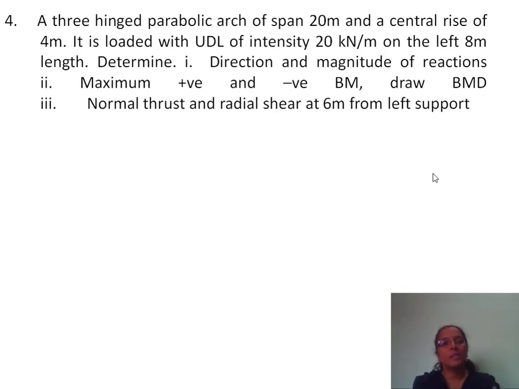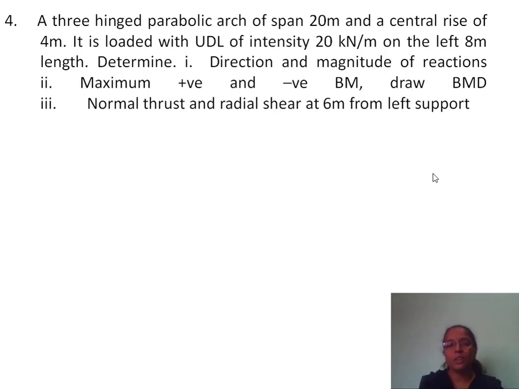The problem is: a three-hinged parabolic arch of span 20 meter and a central rise of 4 meter is loaded with UDL of intensity 20 kilonewton per meter on the left 8 meter length. Determine the direction and magnitude of reactions, maximum positive and negative bending moment, and also draw the bending moment diagram, and then the normal thrust and radial shear at 6 meter from the left support.